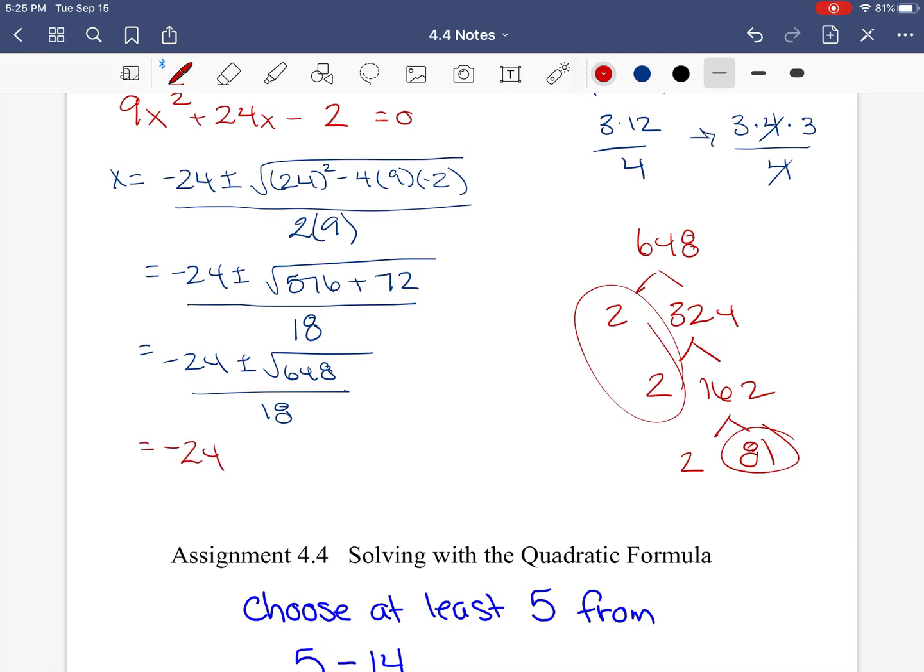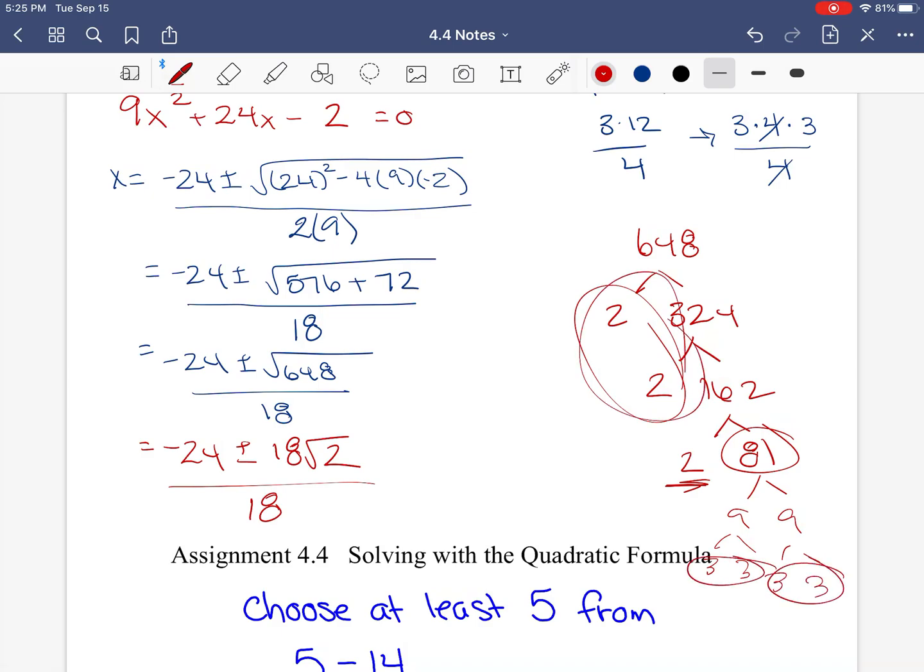So negative 24, square root of 81 is 9, and square root of 4 is 2. So 9 times 2 is 18 root 2, because this 2 was left over, all over 18. Again, you could have broken this one down further, got 9 and 9, 3 and 3, 3 and 3. There's your group of 2, there's your group of 2, there's your other group of 2.